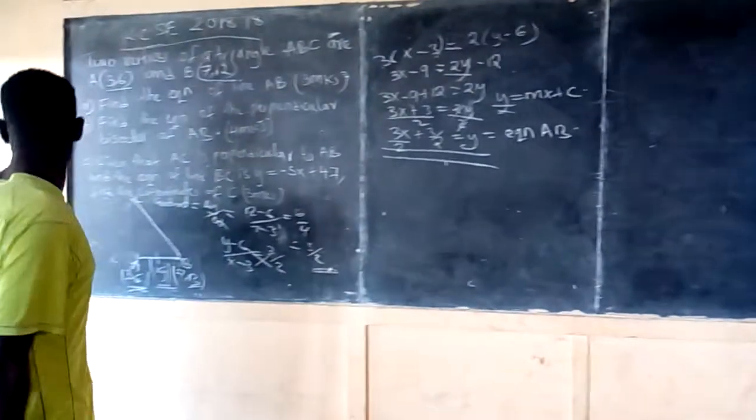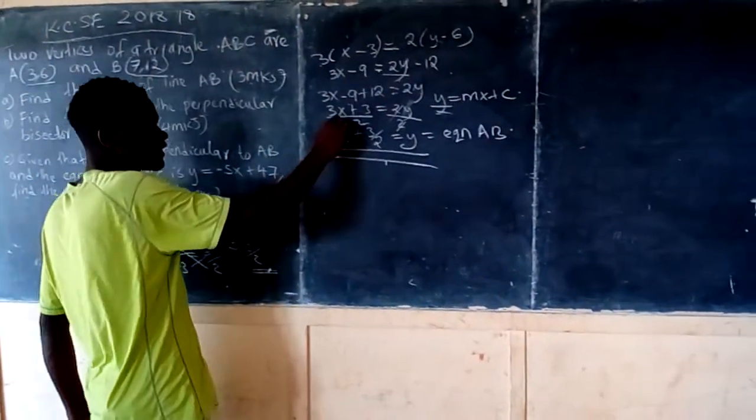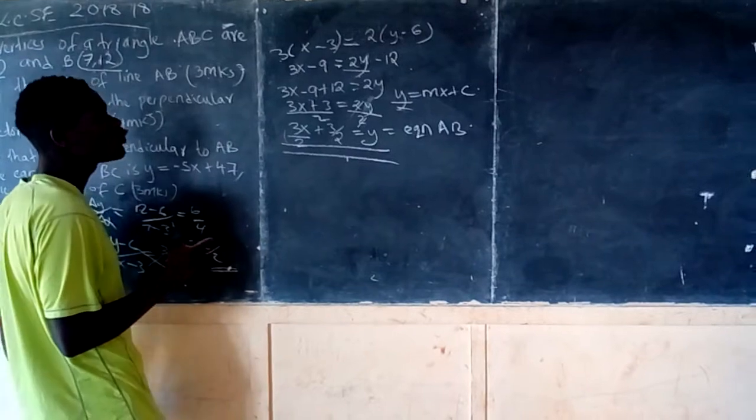Now, from the equation of a straight line, the coefficient of x, which at this point we found to be 3 over 2, is always the gradient.